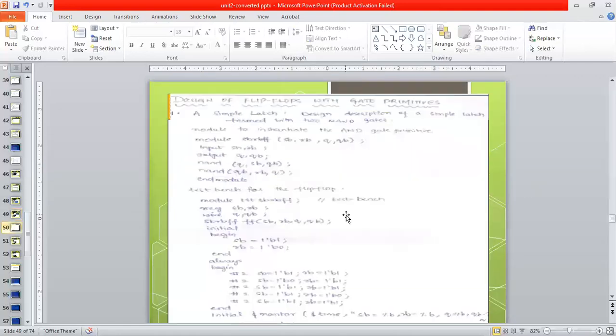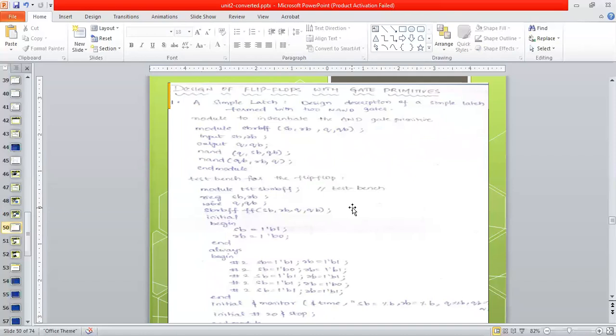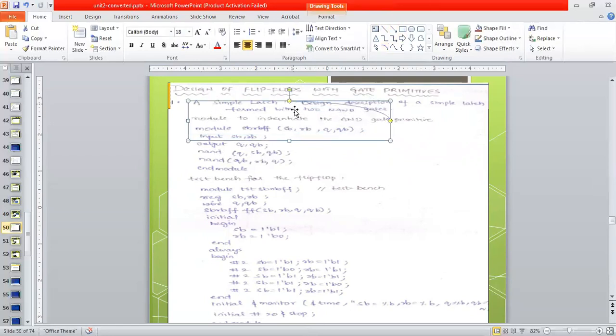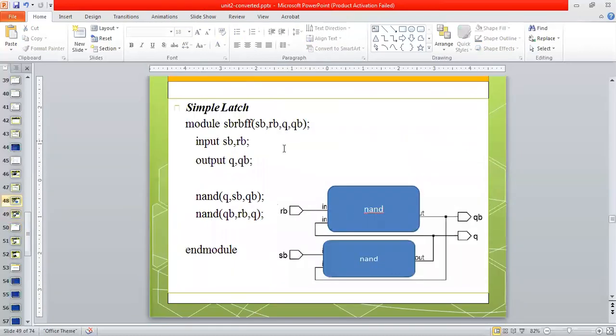Okay, students, now I will go to the designing of flip-flops with gate primitives. We already designed the SR flip-flop implementation by using the NAND gate. If you observe, this design is already implemented in the last slide, and it is what we are showing in the current slide.